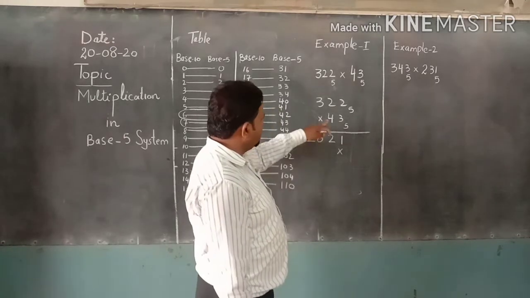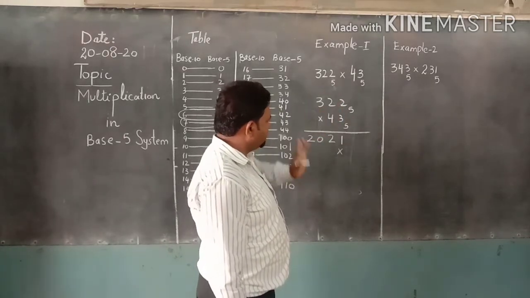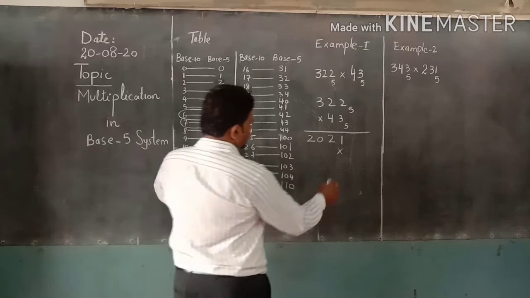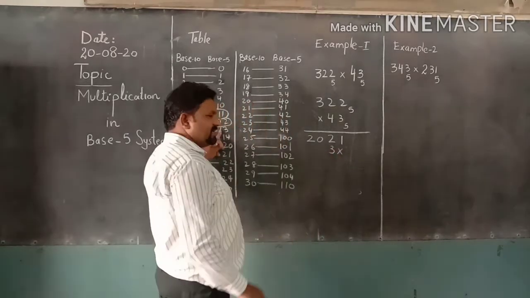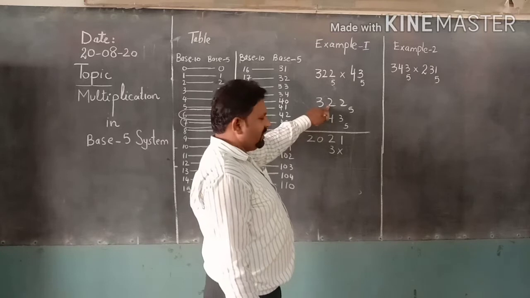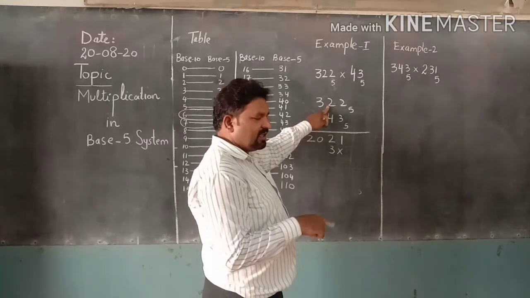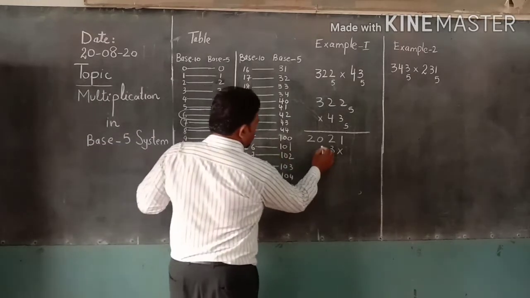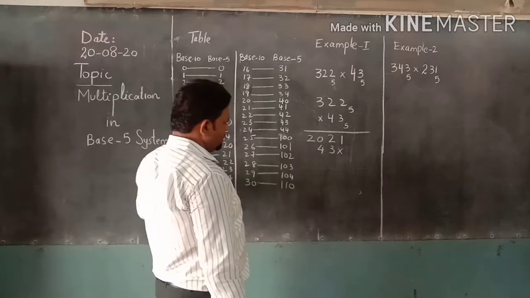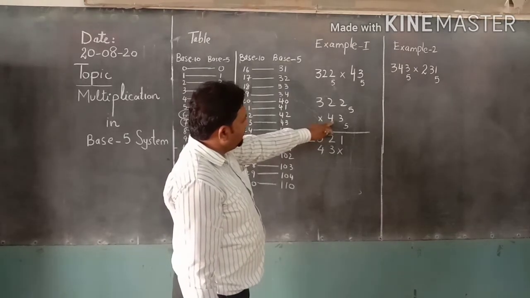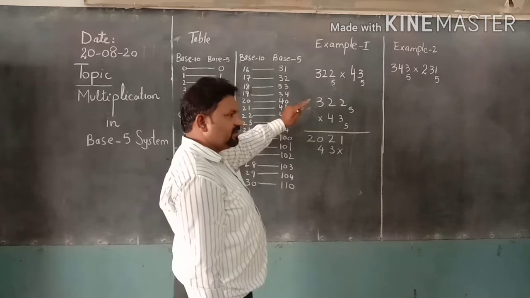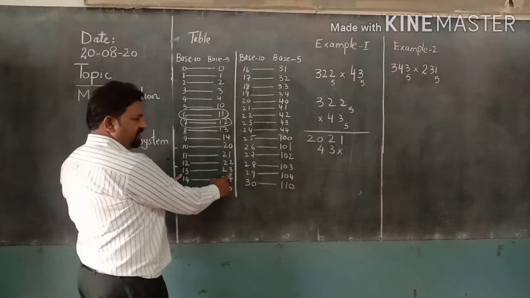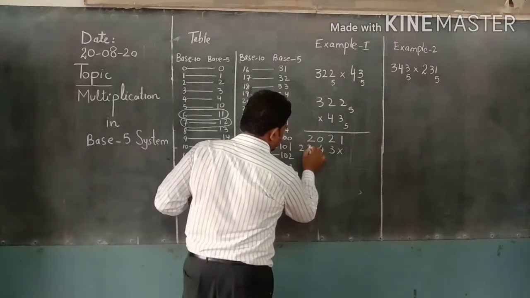Now we will take the next number, 4 times 2 is 8. 8 means 13, so we write 3 here and take 1 as a carry. 4 times 2 is 8, 8 plus 1 carry is 9, and 9 is equal to 14. We write 4 here and take 1 as a carry. Now we multiply 4 by 3. 4 times 3 is 12, 12 plus 1 is 13, and 13 is equal to 23. So we write 23 here.